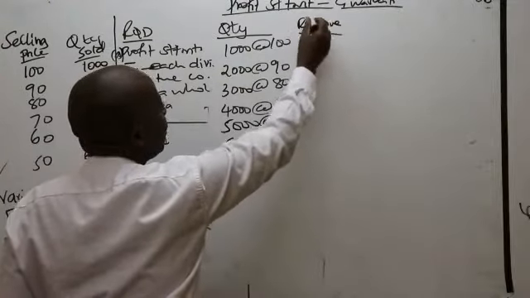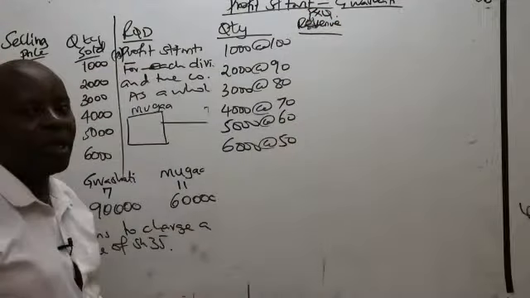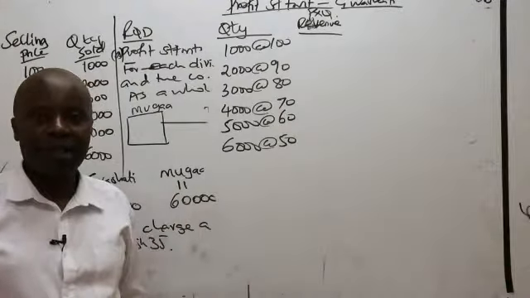Don't forget that for us to get revenue, we normally take price times quantity. To get revenue, we normally take price times quantity.